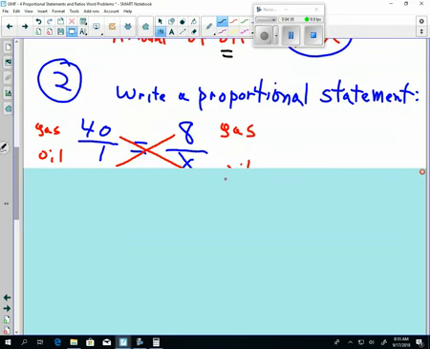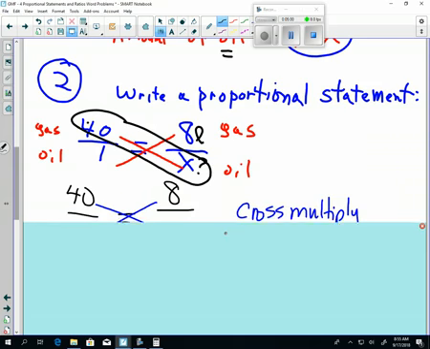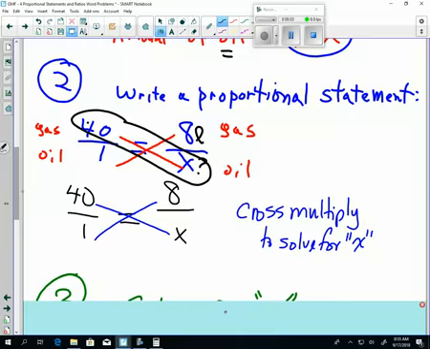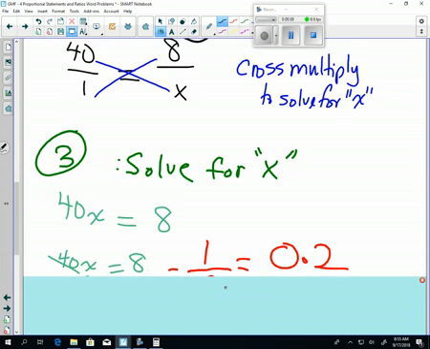So to solve it, write the proportional statement. 40 over 1, gas to oil, is equal to 8, remember it's 8 liters of gas, to whatever amount we need of oil. Now we have a proportional statement. To solve it, we multiply 40 by x, by cross multiplying it. And we multiply 1 times 8, which is 8. So we have 40x equal to 8.